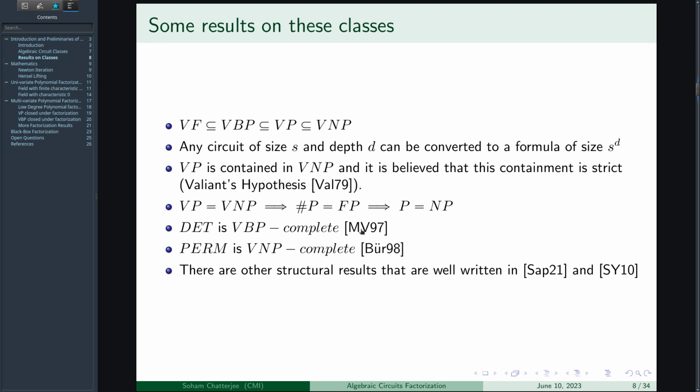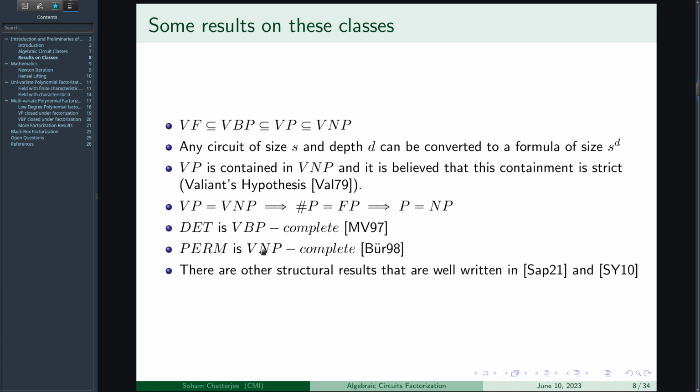Now this is not a result but a hypothesis that we believe very much. If you prove that VP is strictly contained in VNP, it has a value like P not equal to NP. Because if VP equals VNP, then the permanent has a polynomial size circuit, then #P becomes FP, since with a polynomial size circuit you can easily compute the permanent. And if you compute the permanent easily, you have P equals NP.